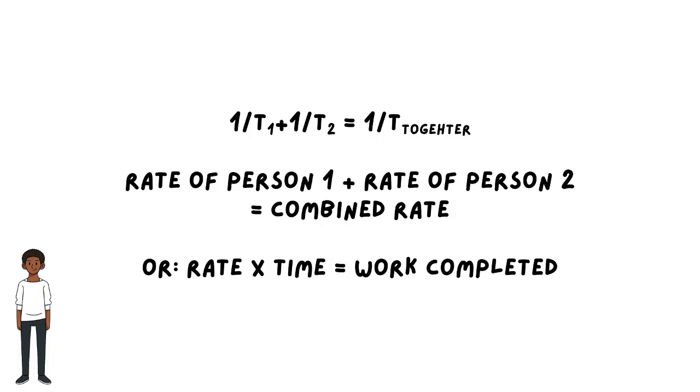1 over the first entity's time plus 1 over the second entity's time equals 1 over the combined time working together. This formula simply says that the rate at which person A works plus the rate at which person B works equals their combined rate of work when working simultaneously.